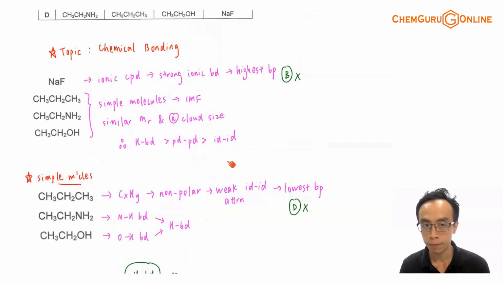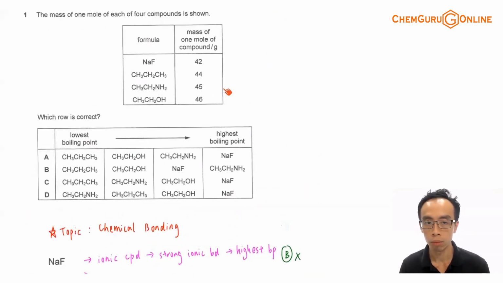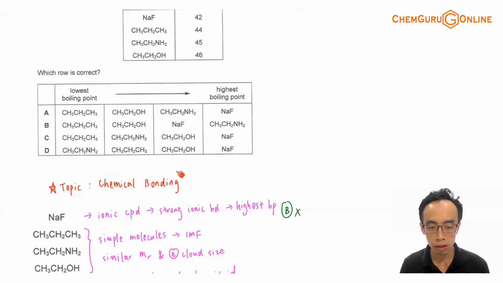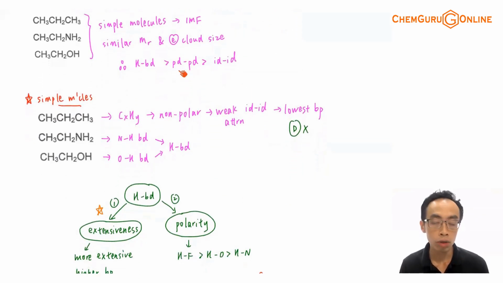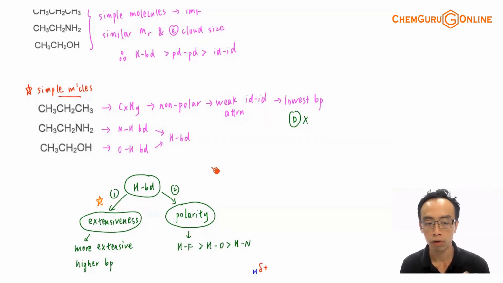So we know that this is valid because if I compare the molar mass for the 3 simple molecules, all of them are roughly about 40 something. This will mean that yes, I will have similar size, and electron cloud sizes are similar, then we can safely compare hydrogen bond stronger than PD-PD, stronger than ID-ID. The next thing that we'll have to do, of course, is to identify for each of these simple molecules what is the specific type of intermolecular force.